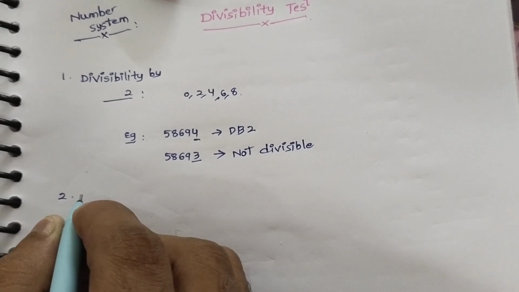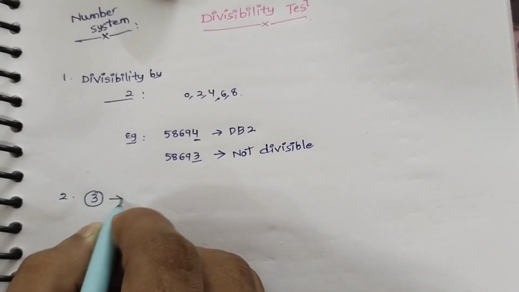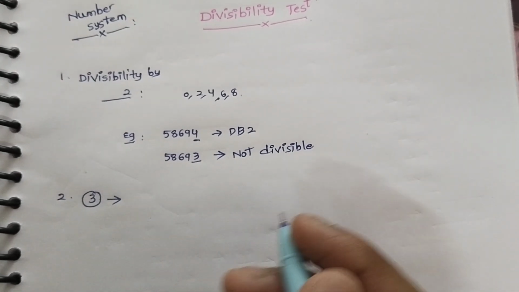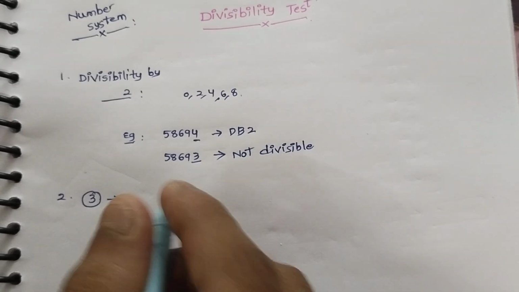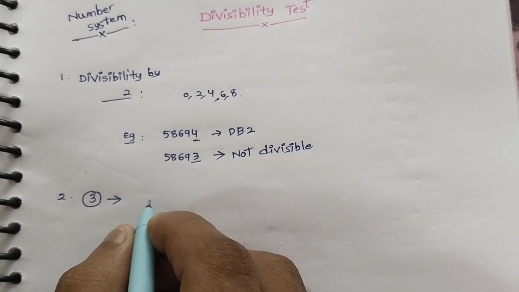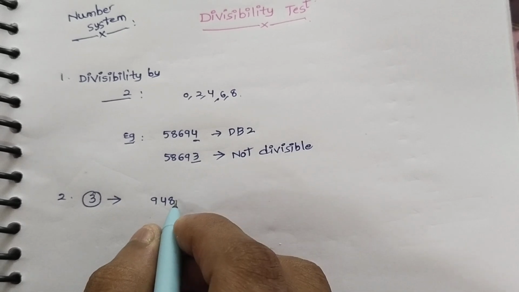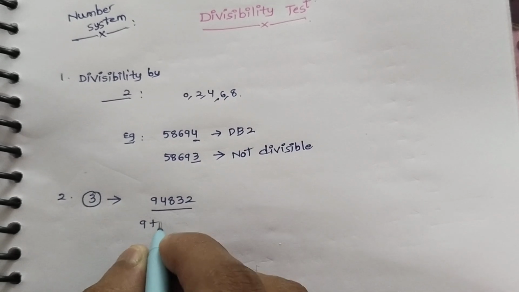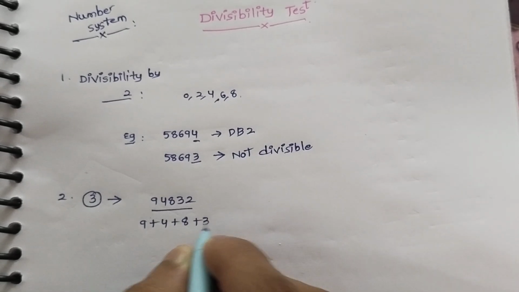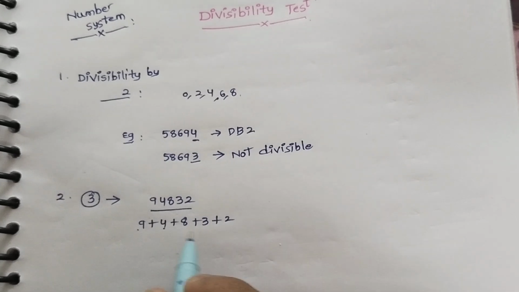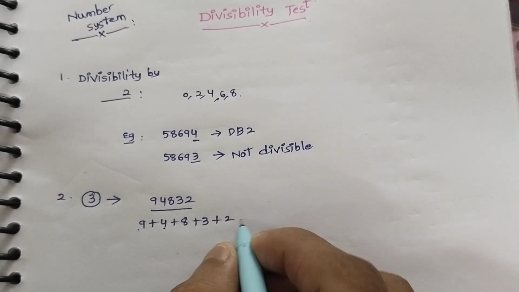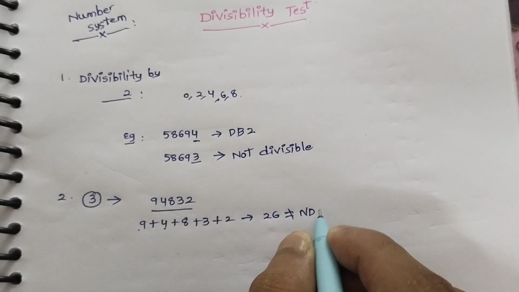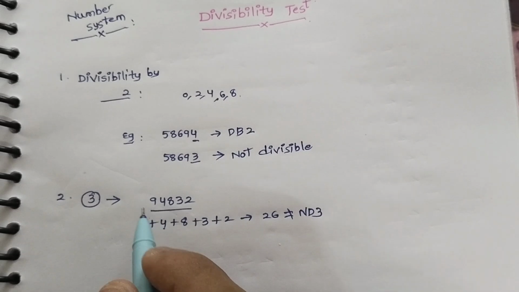Next one, divisibility by 3. A number is divisible by 3 only when the sum of its digits is divisible by 3. Let's take an example, 94832. Sum of these digits is 9 plus 4 plus 8 plus 3 plus 2. 9 plus 4 is 13, 13 plus 8 is 21, plus 3 is 24, plus 2 is 26. It is not divisible by 3. So the entire number is not divisible by 3.